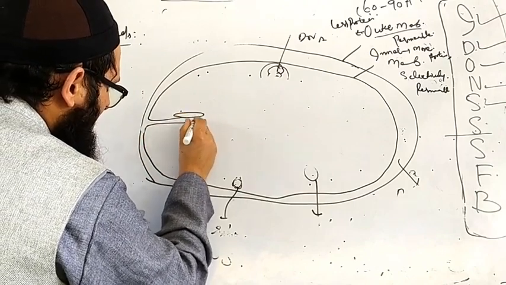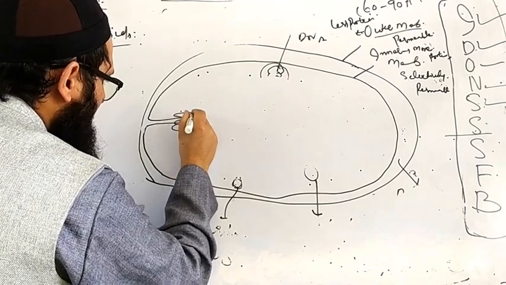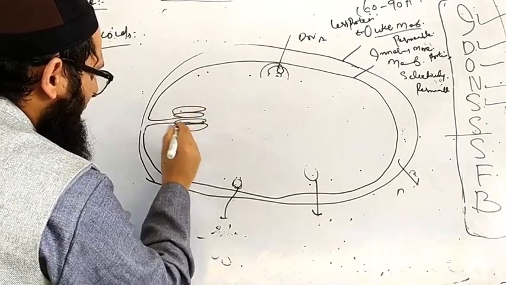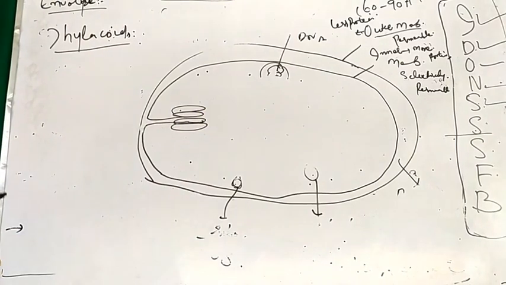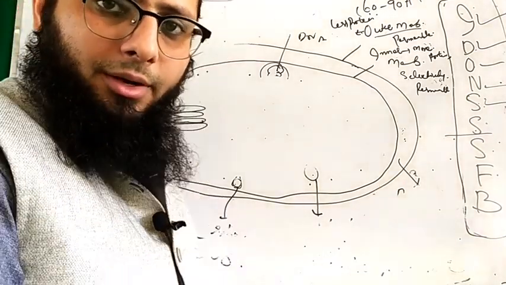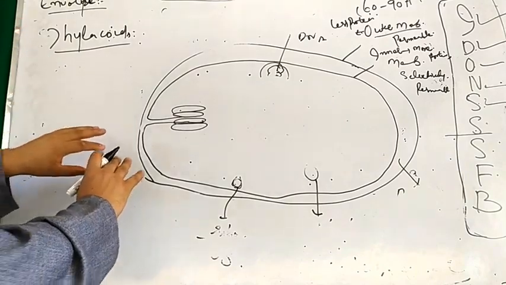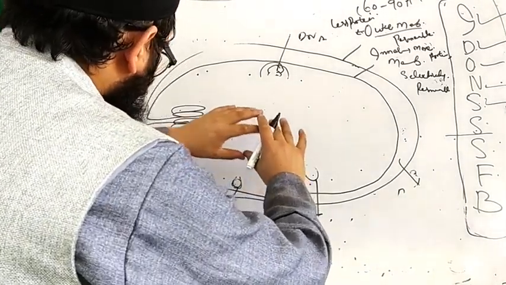We have these thylakoids over here. So these thylakoids are sac-like structures. That's why they are called thylakoids. They are bounded by membranes. Double membrane is also present here, and they arise from the inner membrane. Okay.